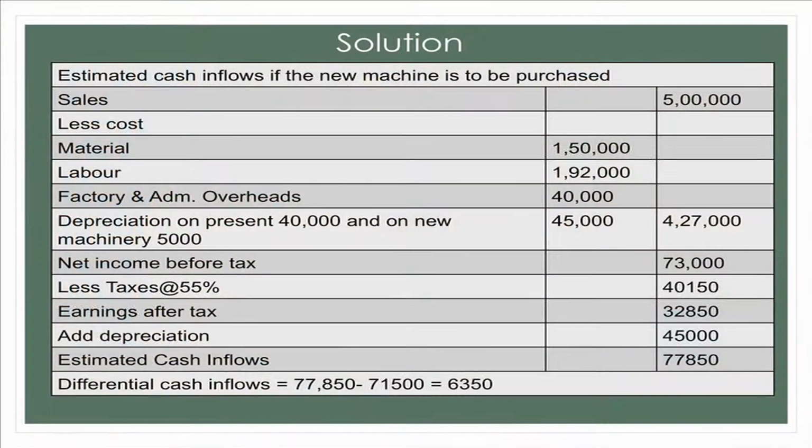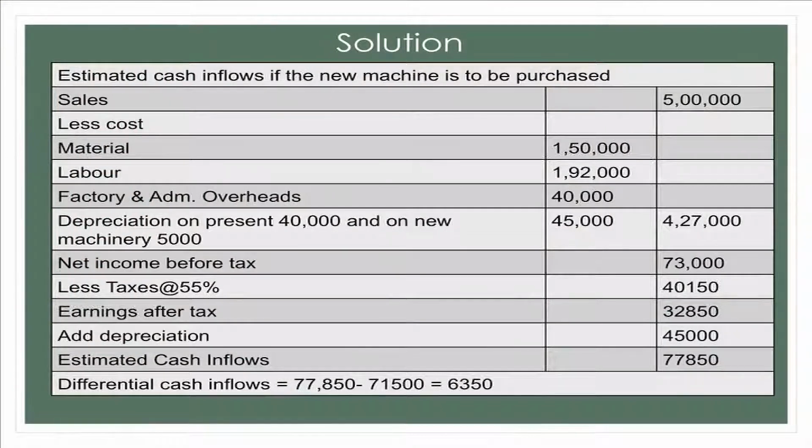Now, find out the previous cash flows. In the question we were given the earnings after tax as 31,500. We will add back the previous depreciation of 40,000. So, present cash inflows before opting for the new machinery are 71,500, and now we are getting cash inflows as 77,850.